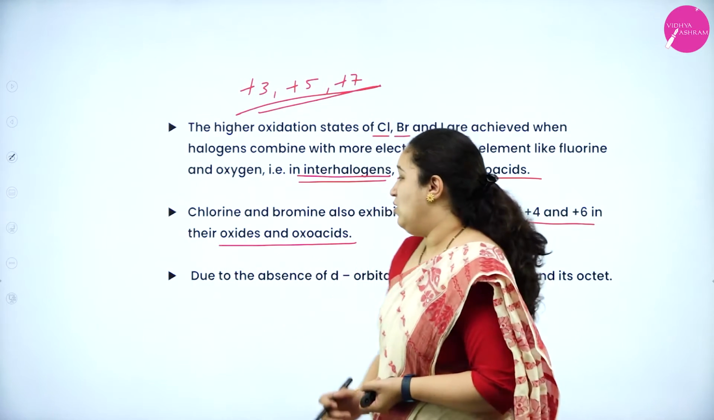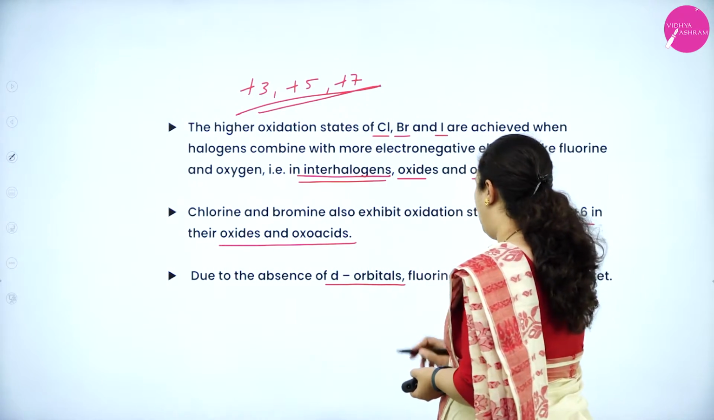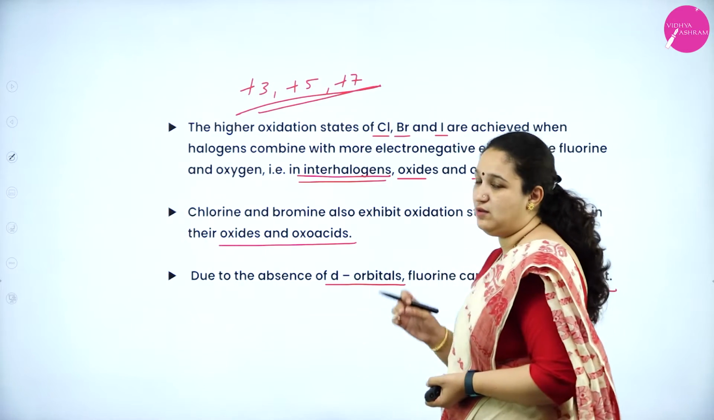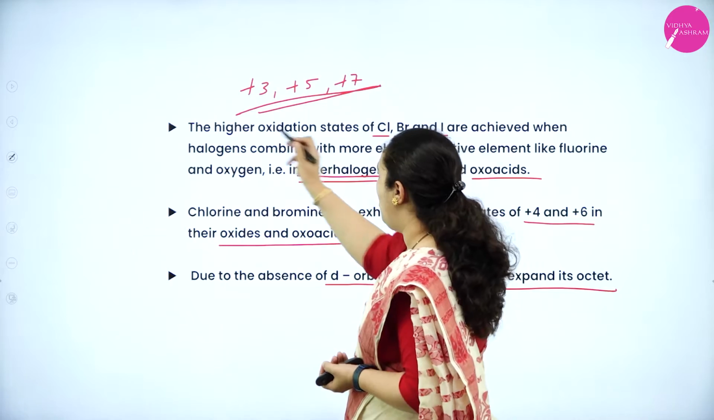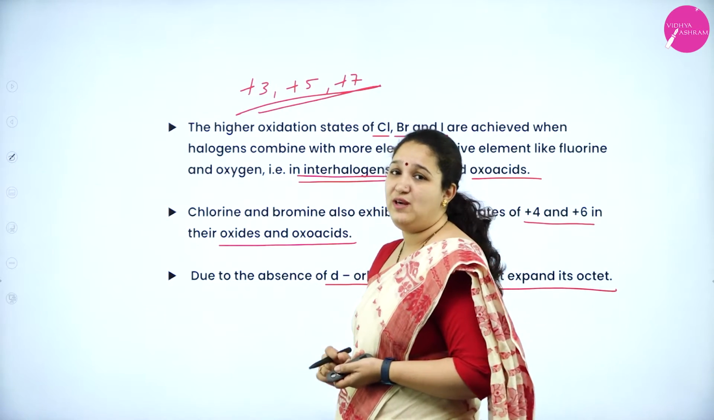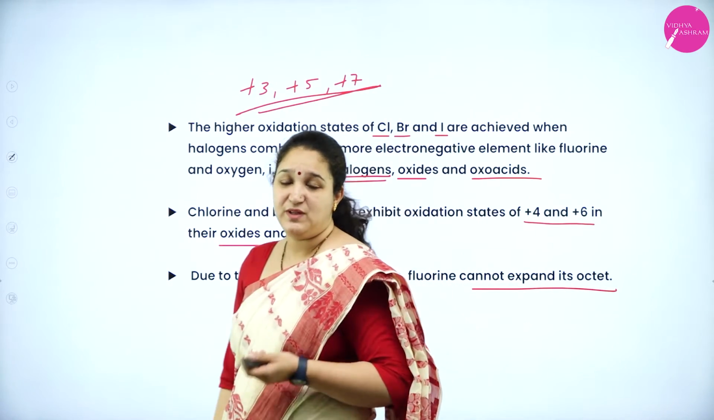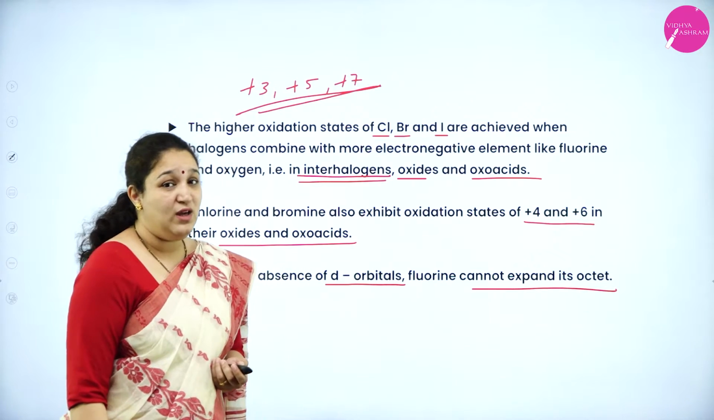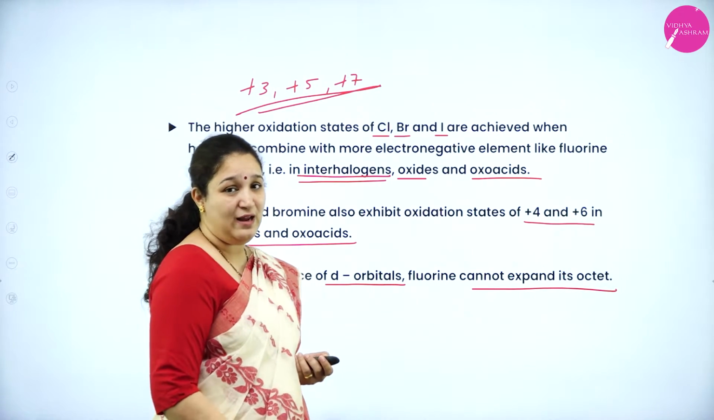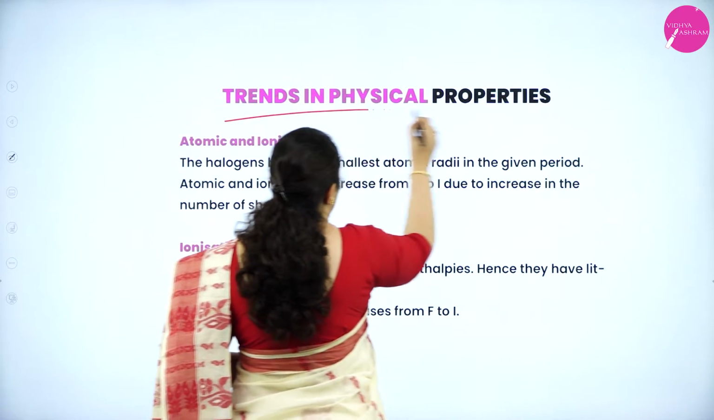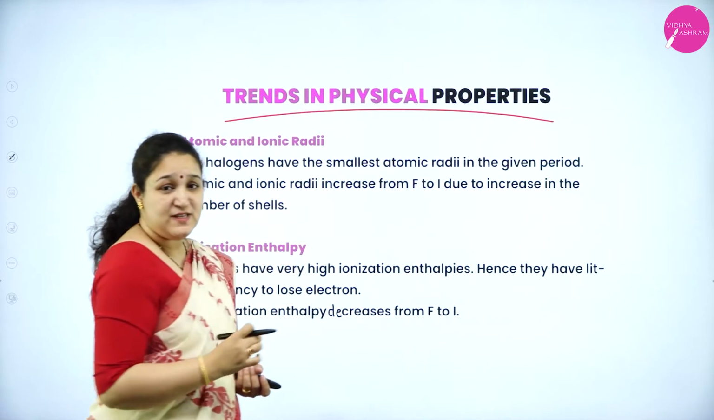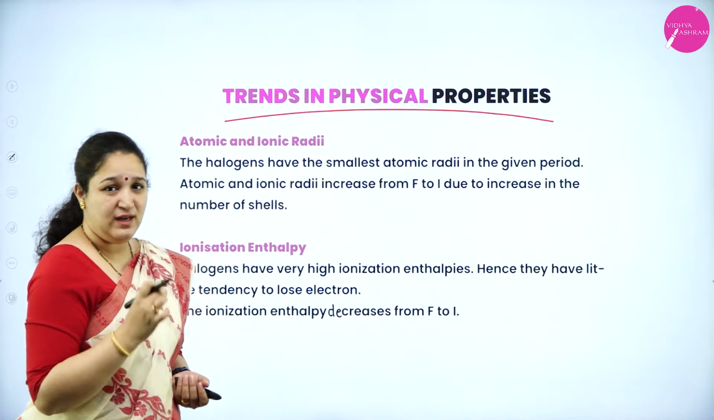Also, due to the absence of d orbital, fluorine cannot expand its octet and show all these oxidation states. It can show only -1 oxidation state. So, that is about the oxidation state of halogens. Next, we are going to study about trends in physical properties. The first one being atomic radii.